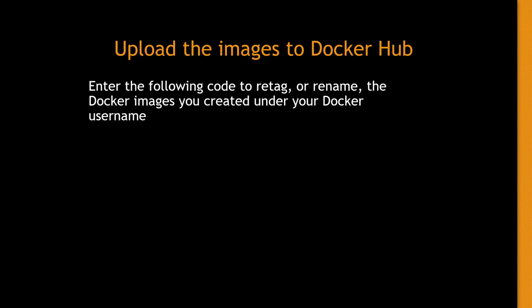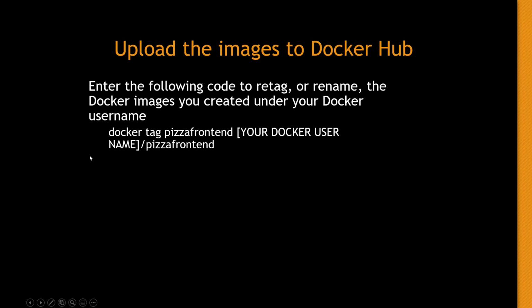Okay, and then for uploading the images that we have created locally, you have to retag or rename those Docker images under your Docker username, because now we have pulled it from the Docker Hub, and then created and run our local containers, and then we'll push the images back under our own username and password, and then push to the Docker Hub. So it will be under our own credentials. Okay.